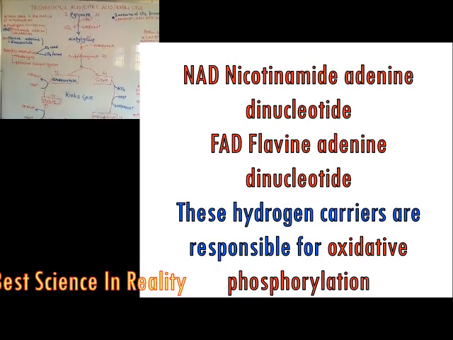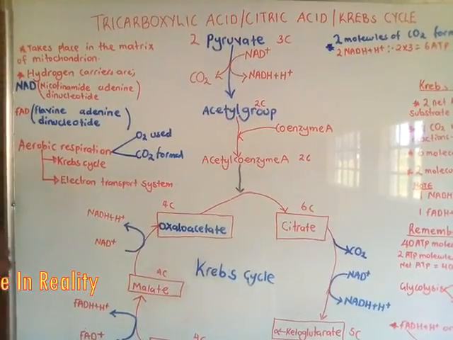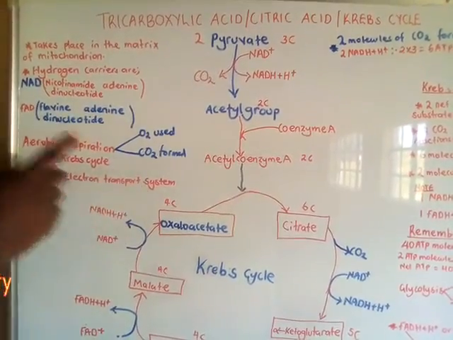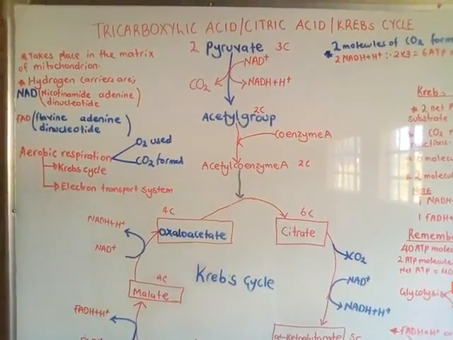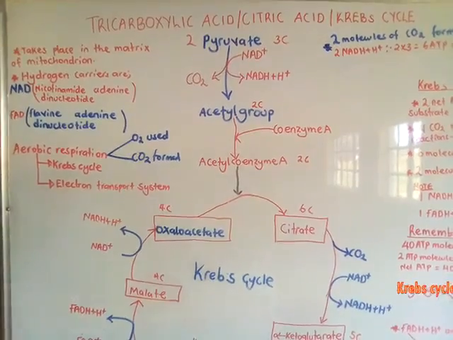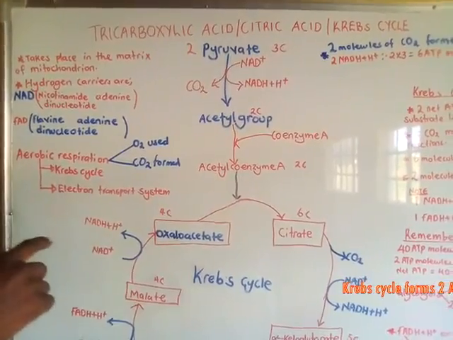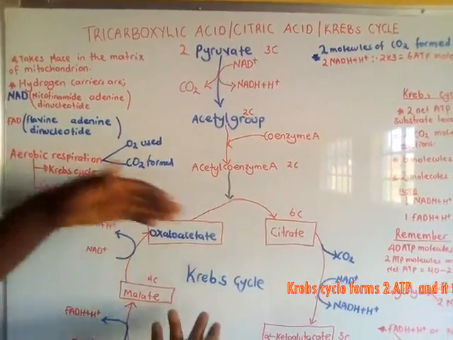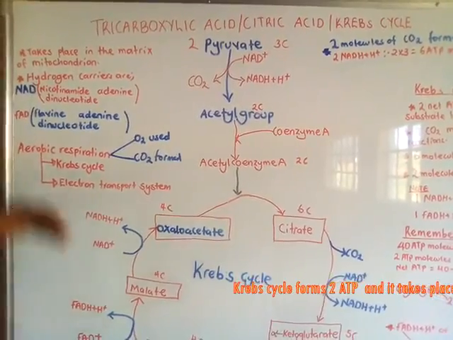So what is going to take place? This process of Krebs cycle is one of aerobic respiration. In this case, we are going to use oxygen and shall form carbon dioxide. And remember, we have two processes involved during aerobic respiration, that is Krebs cycle and electron transport system. However, we don't see the exact use of oxygen during Krebs cycle, but we are going to see it in electron transport system.